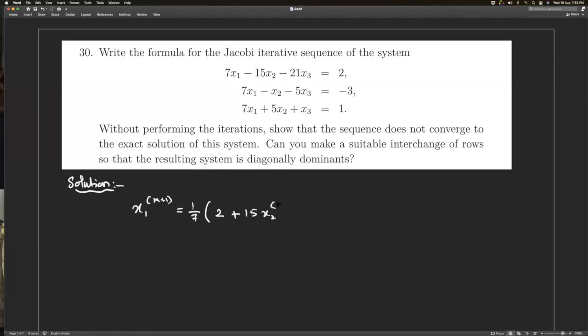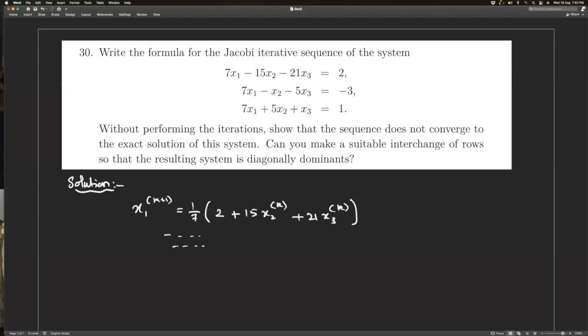15 x2 k plus 21 x3 k, right? And similarly, the other terms we can write. Now, the second part is interesting. Without performing the iteration, show that the sequence does not converge to the exact solution of this system.